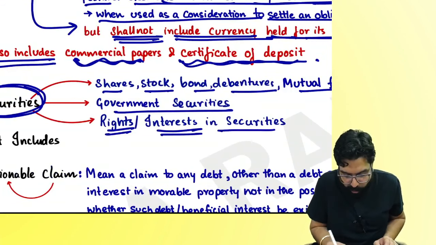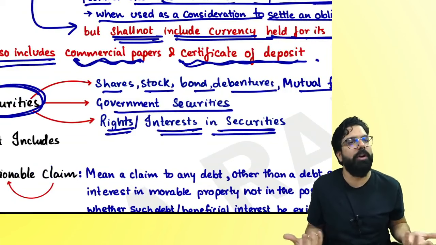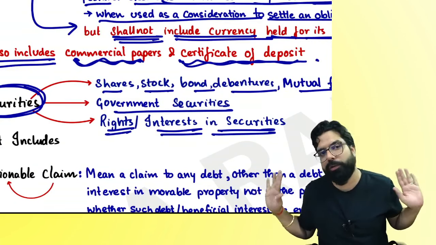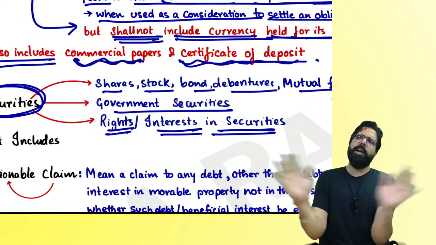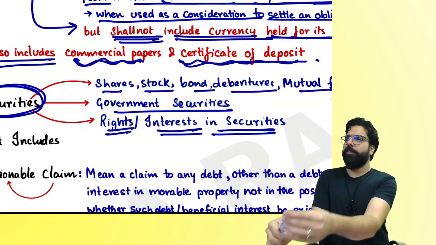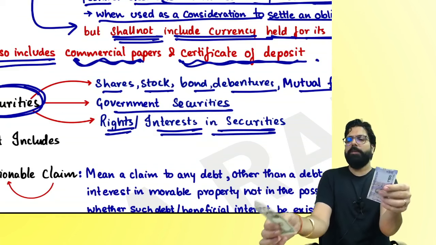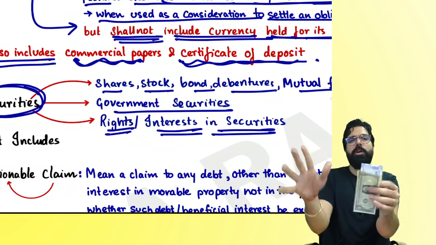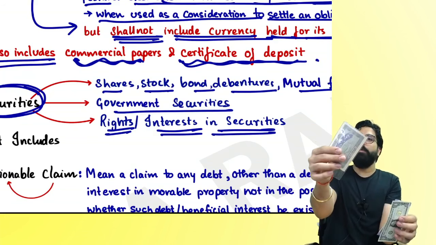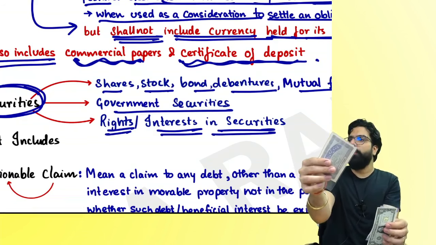any interest in any security you have. All these are securities, and securities are also not goods. Goods means every kind of movable property. I have some money, goods or not goods? Not goods. I have some shares also, not goods. But money held for numismatic value, goods or not goods? It's goods.